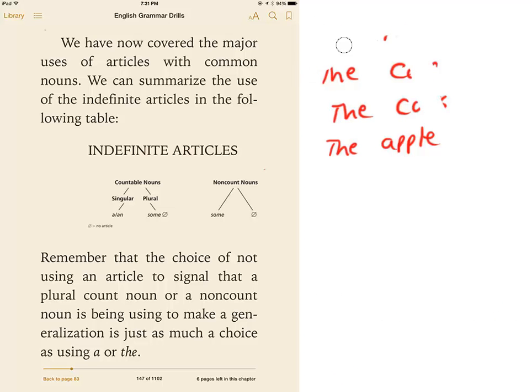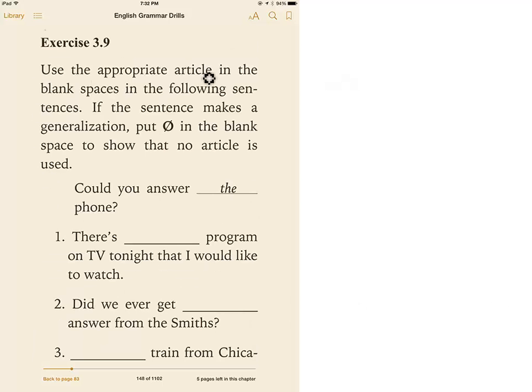So let's take a look at a couple of these, and then I'm going to leave the rest to you. Once again, this is an activity that I would like you to collaborate on and work together on. It says, use the appropriate article in the blank spaces in the following sentences. If the sentence makes a generalization, put a 0 in the blank space to show that no article is used. Could you answer the phone? There's blank program on TV tonight that I would like to watch. There's a program. Did we ever get blank answer from the Smiths? Did we ever get an answer from the Smiths?